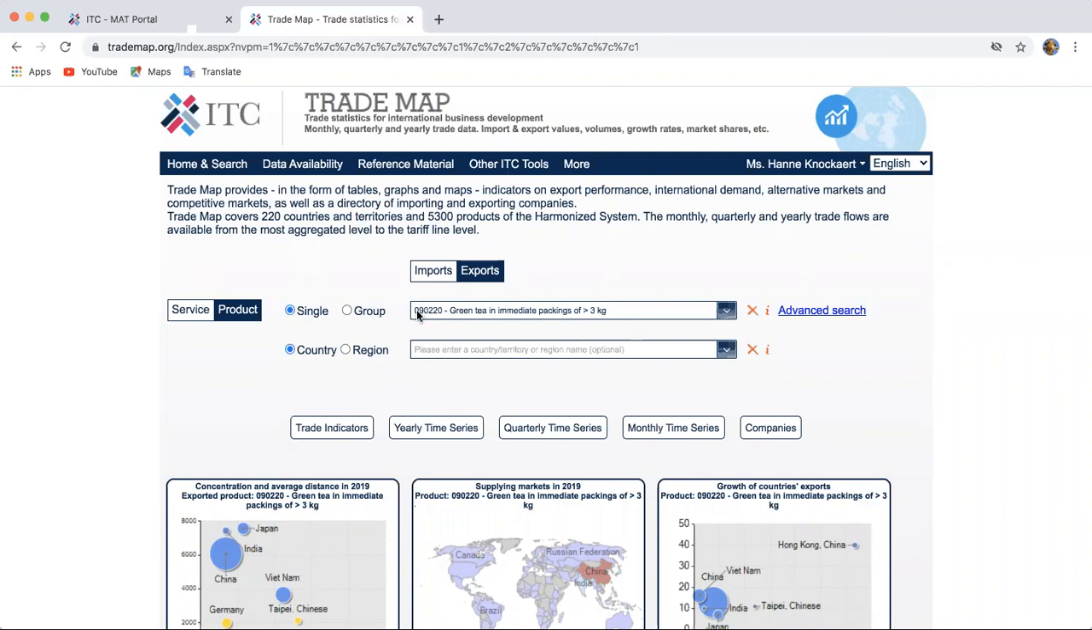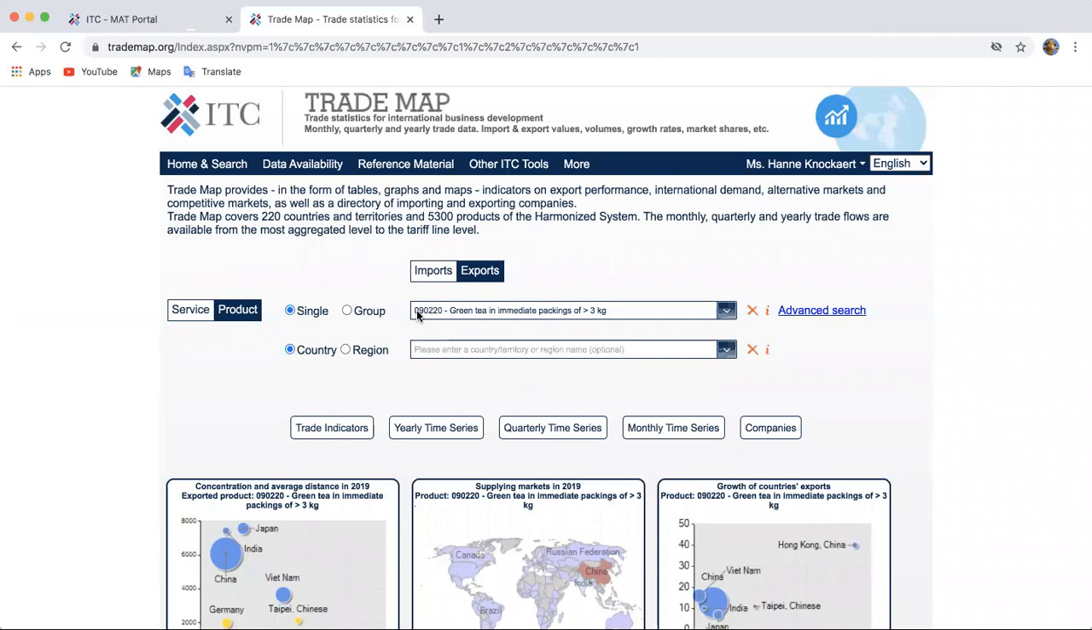So 09 is probably coffee and tea. And then you go more into detail and it becomes 0902, which means tea. And then you go more into detail, which is 6 digits, and you find green tea in immediate packagings of more than 3 kilos. So that's how this harmonized system code works.